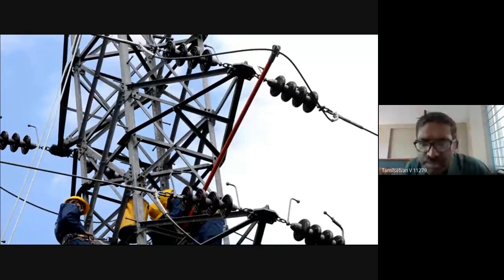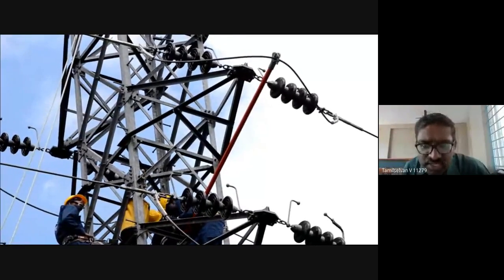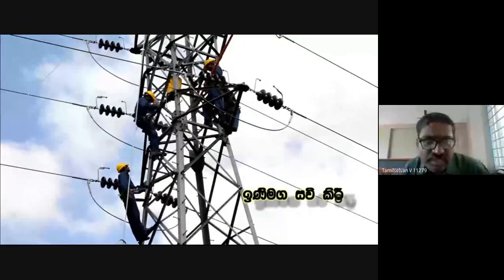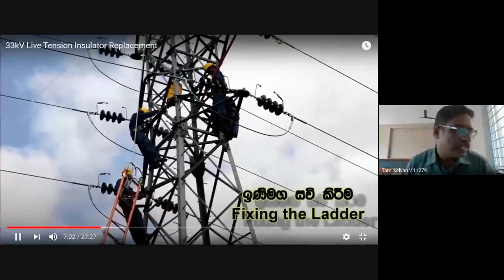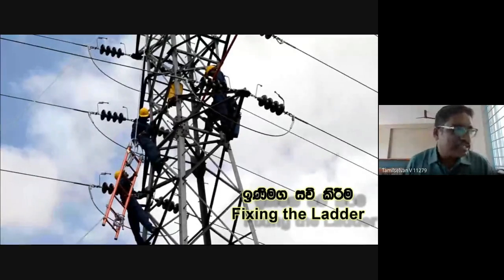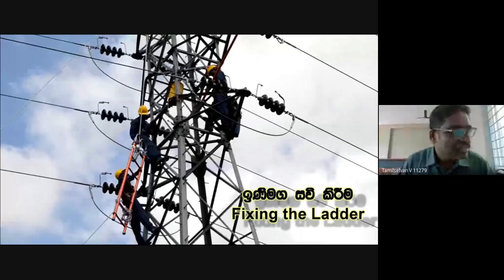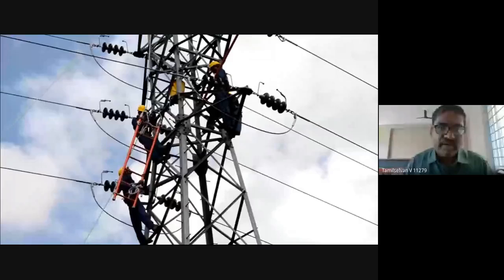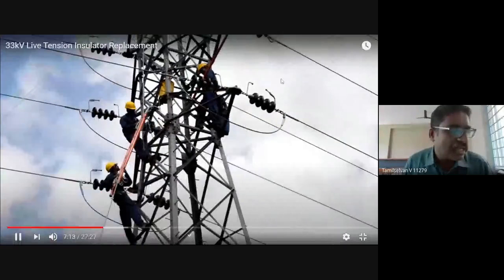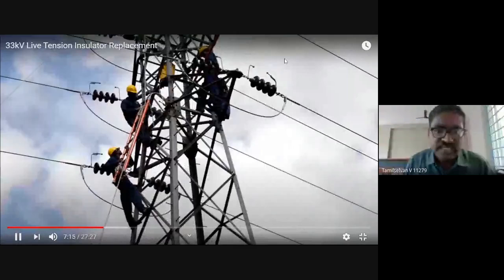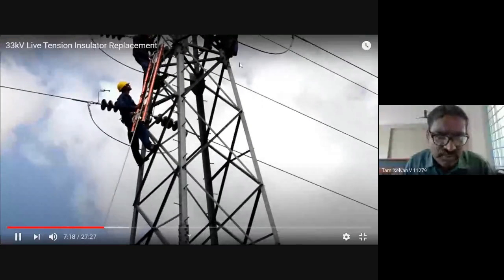So this is going to affect the insulator. Since it is a 33 kilovolt live line, they are using a suspension type as a strain insulator. Here you can see how the line or conductor is grooved, and this is the jumper. So this one acts as the jumper.